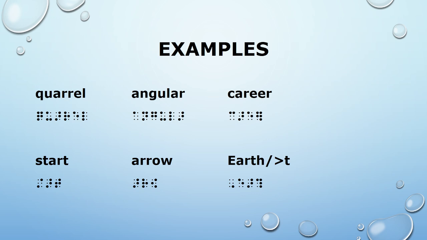Next is the word angular. So AR there is found at the end of the word angular. So this is spelled ANGULAR. We write in Braille ANGUL, and then we use the contraction for AR. And we have another example, the word career, that's spelled as CAREER. Again, that's CAR with two E's and then R.